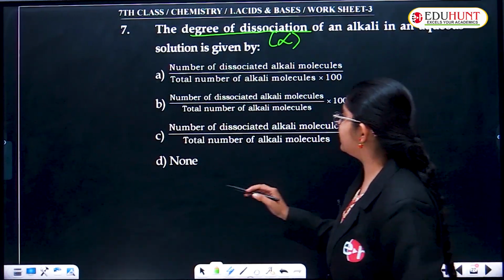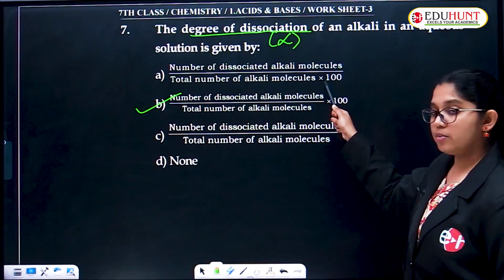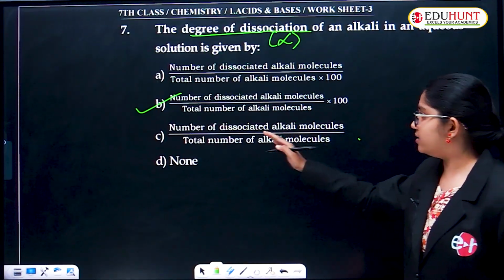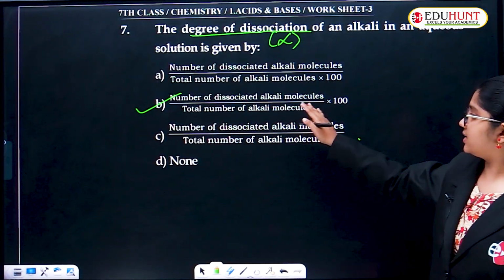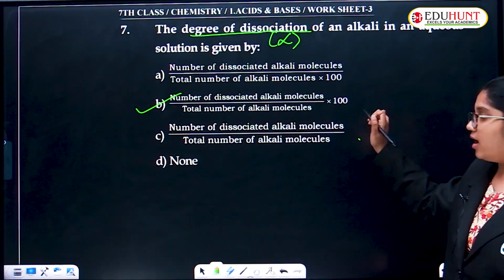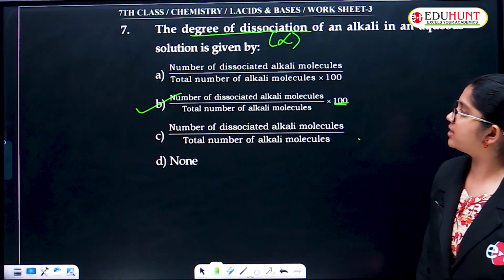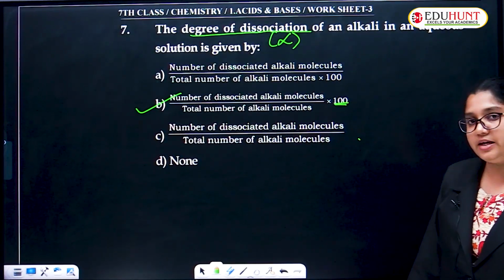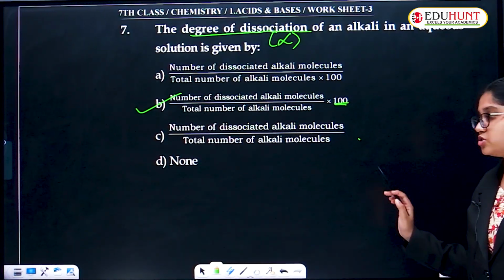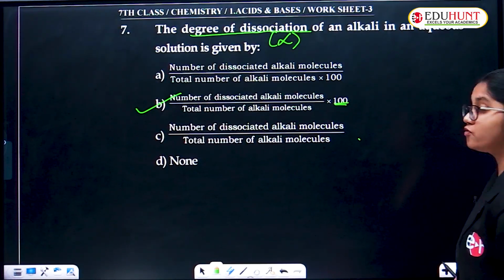Very good. Option B is right. Because here they gave the multiplication by 100, whereas in the others they didn't give any multiplication by 100. So that option is B: the number of dissociated alkali molecules divided by the total number of alkali molecules, multiplied by 100. So multiplication is necessary for that. So the 7th question's option is B. Direct formula. Mathematically we told you. Alpha, the degree of dissociation, gives the strength of a base.